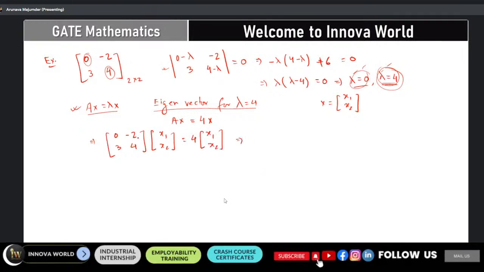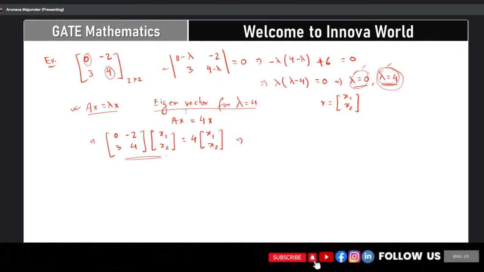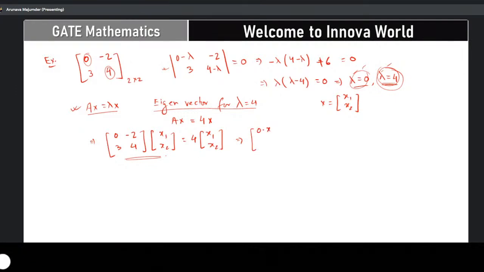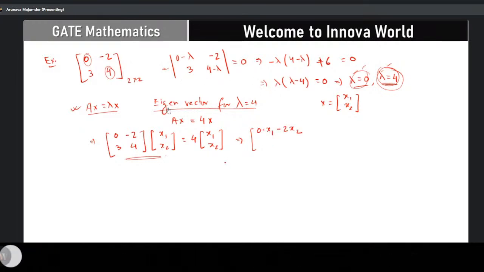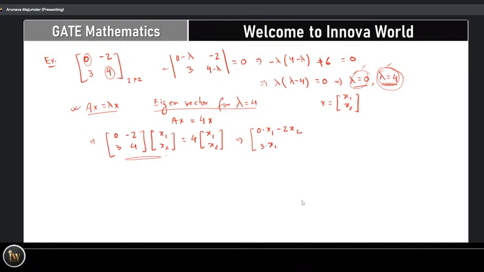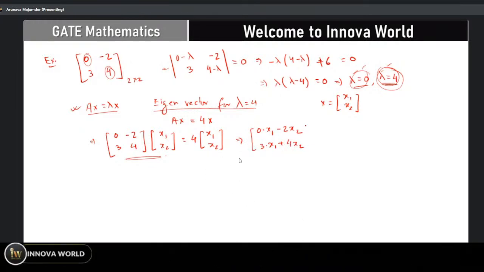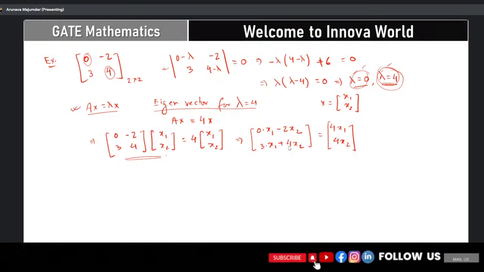Now I need to multiply these two matrices. If I multiply these two matrices, what will we get? It is 0 into x1 minus 2 into x2, right? So it means 0 into x1 minus 2 into x2, and 3 into x1 plus 4 into x2. This will be equal to 4x1, 4x2.